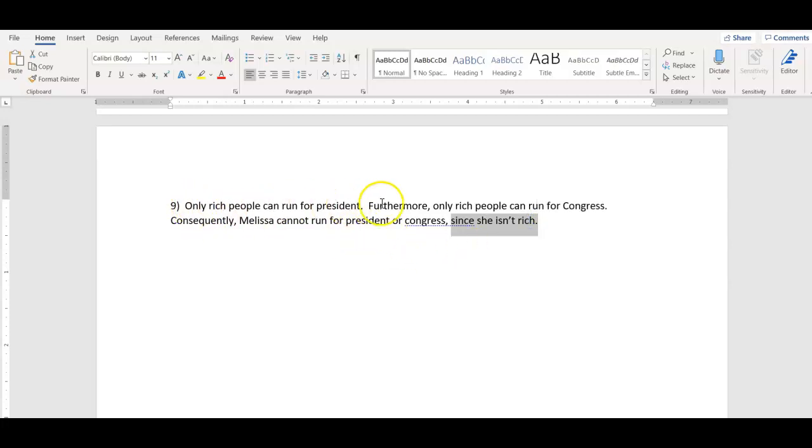So what we have here is premise, premise, premise, conclusion. And remember, since is a premise indicator word, right? And this is giving another reason or another premise as to why you should believe this conclusion. So be careful. It's not always going to be straightforward premise, premise, conclusion. All right. So again, we're talking about people. So let's make our UD all people. We have RX will be X is a rich person. We'll have PX equals X can run for president.